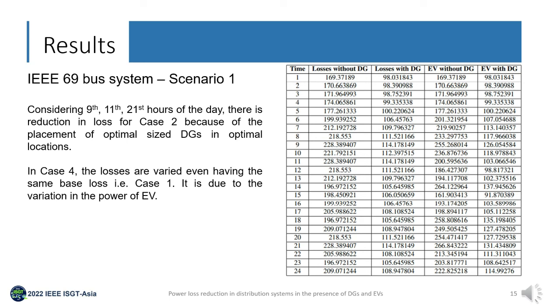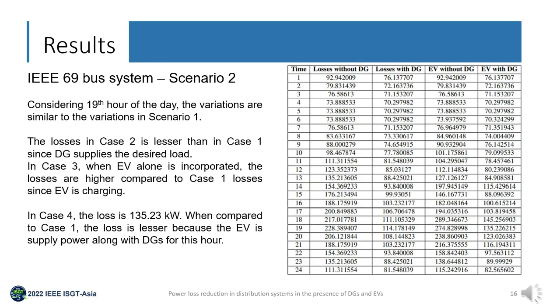So after IEEE 33 bus system, we move to IEEE 69 bus system. This particular slide shows for scenario 1. So the table here is for scenario 1. When we consider 9th, 11th, 20th and 21st hours of the day, there is a reduction in loss for case 2, because there is a placement of optimal sized DGs in optimal location. In case 4, the losses are varied even having the same base loss, that is of case 1. It is due to the variation in the power of EV.